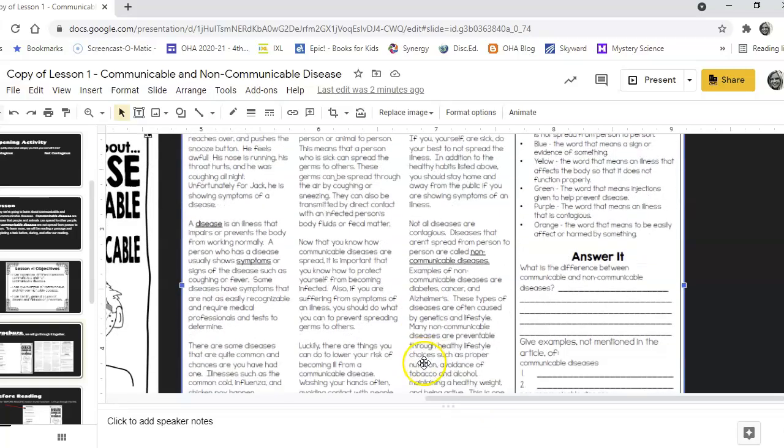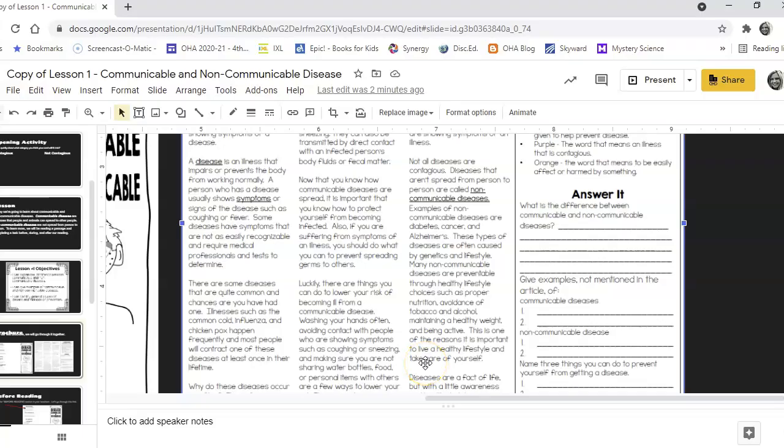Ew. Now that you know how communicable diseases are spread, it is important that you know how to protect yourself from becoming infected. Also, if you are suffering from symptoms of an illness, you should do what you can to prevent spreading germs to others. Luckily, there are things you can do to lower your risk of becoming ill from a communicable disease.